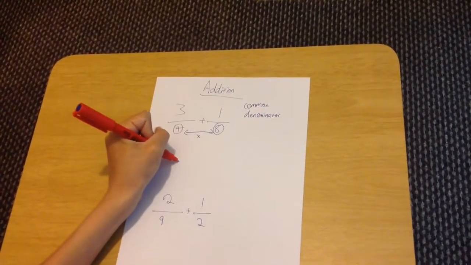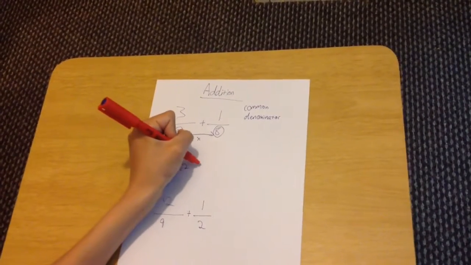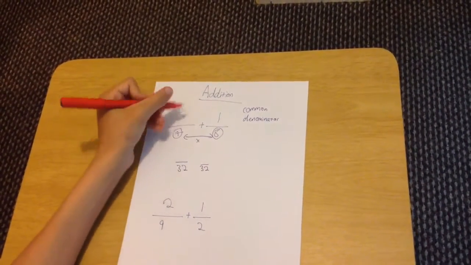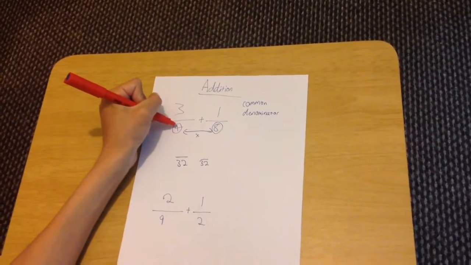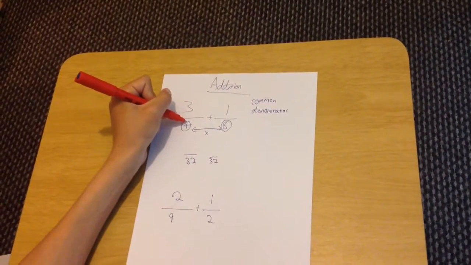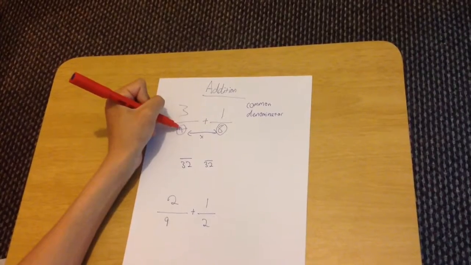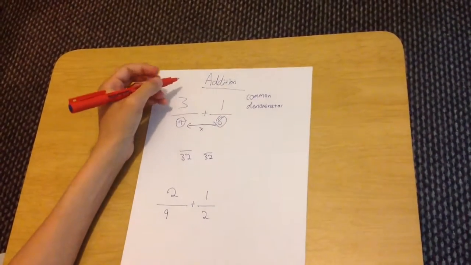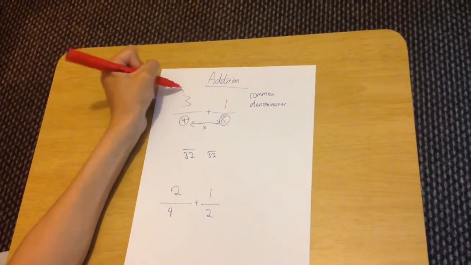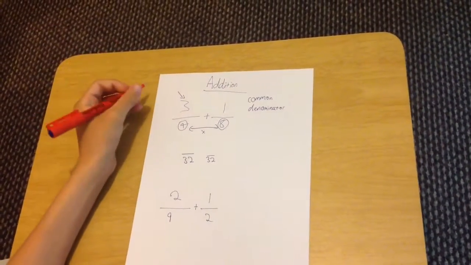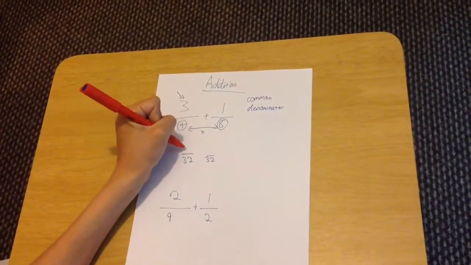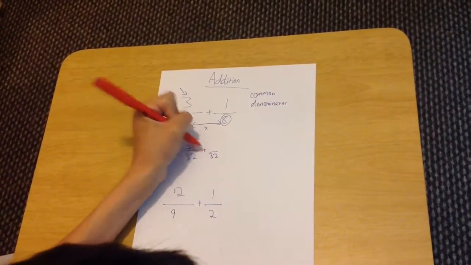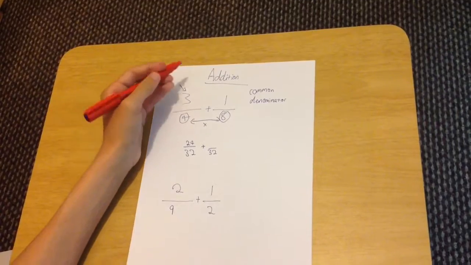8 times 4 is 32. So I'm going to put 32 as the denominator of both fractions. Then we move back to the fraction. I need to work out what I did to the number 4 to get to 32. That's quite obvious, we times it by 8. So now we're going to times this numerator by 8 also, and 3 times 8 is 24. So we'll go plus there because it's an addition problem.